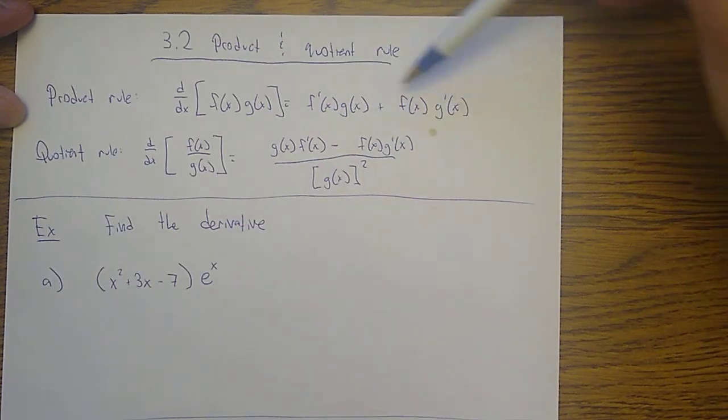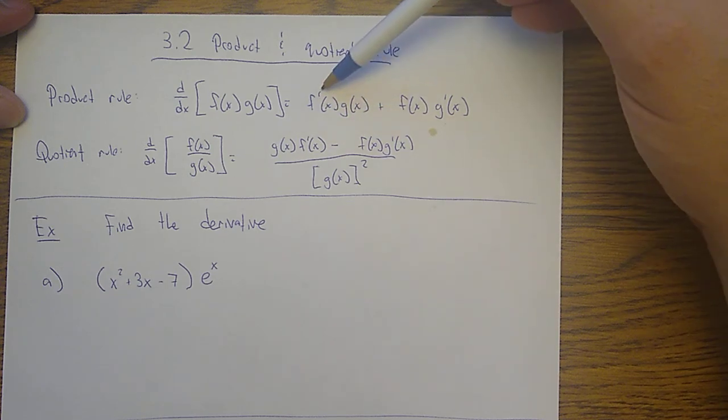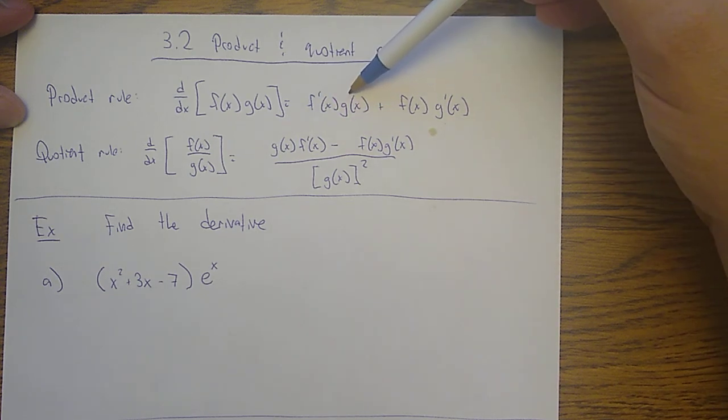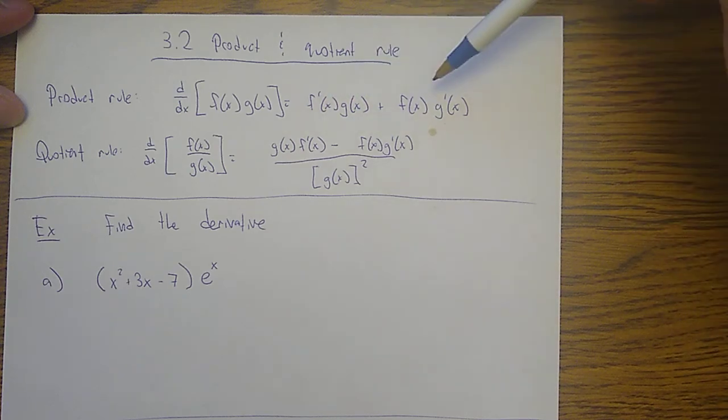And the derivative has two parts, and basically each part involves taking the derivative of one of the functions and then leaving the other one alone. So here you do the derivative of f and you leave g alone. And then for the other part, you just leave f alone and you do the derivative of g.